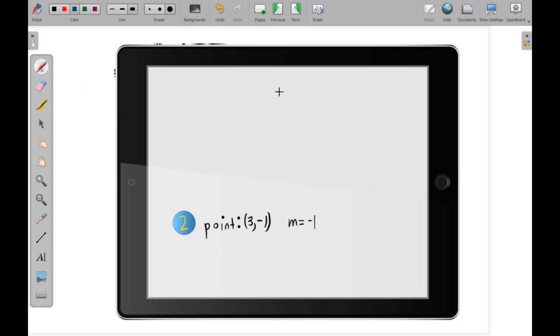Okay, so our formula is y minus y1 equals m times x minus x1. This is x1, this is y1. So when we plug this point into this formula, we get y minus negative 1. Remember, when we have a negative number, we're going to use our parentheses. Equals negative 1, which is m, times x minus 3. Cool.